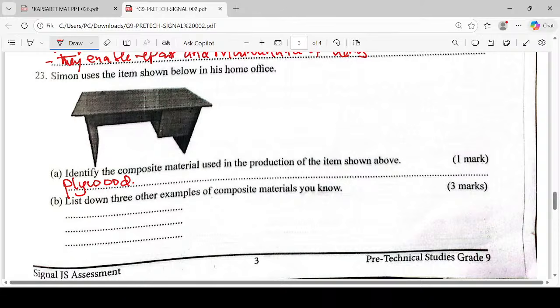Part B, list down 3 other examples of composite materials you know. Examples of composite materials. We can have something like concrete. We can also have something like fiberglass. Something like sandpaper. Something like carbon paper, among others. Something like rubber, among others.